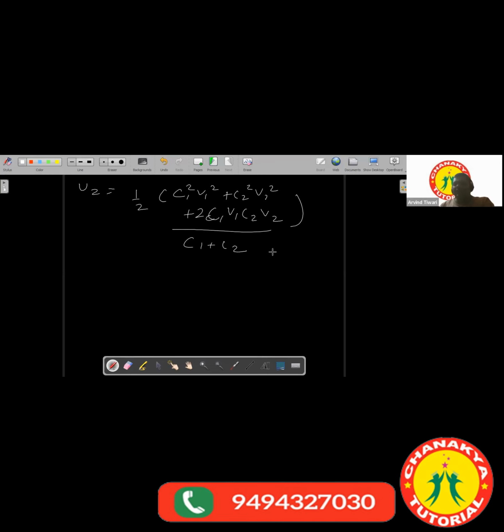Now if I find the difference of the energy, U2 minus U1, this is the difference of energy that I want. Sorry, U1 minus U2 I want. Final minus initial will give me the gain. Initial minus final will give me the loss. So U1 minus U2. U1 I had 1 by 2 C1 V1 squared plus 1 by 2 C2 V2 squared.